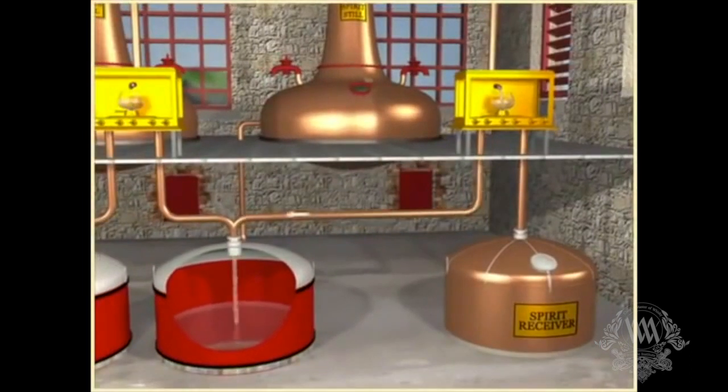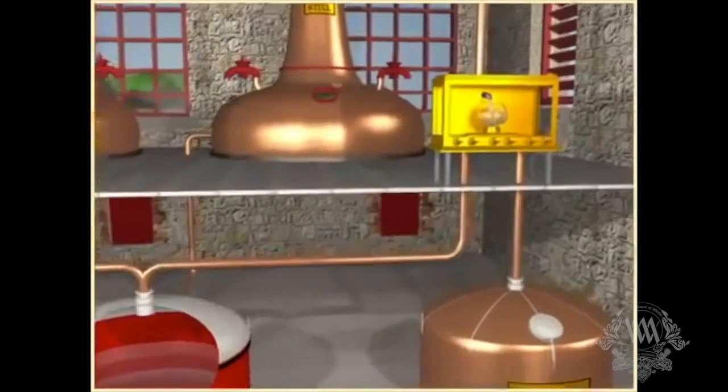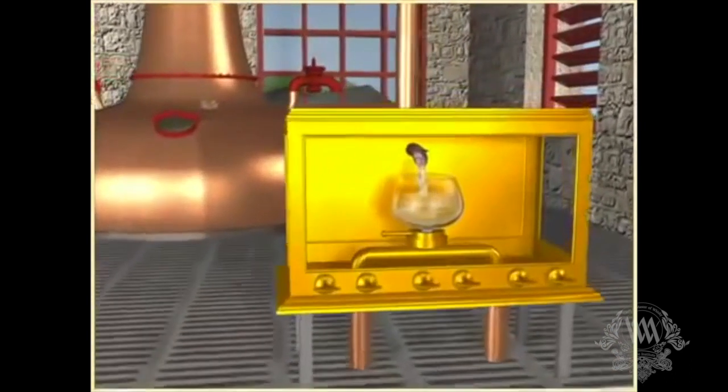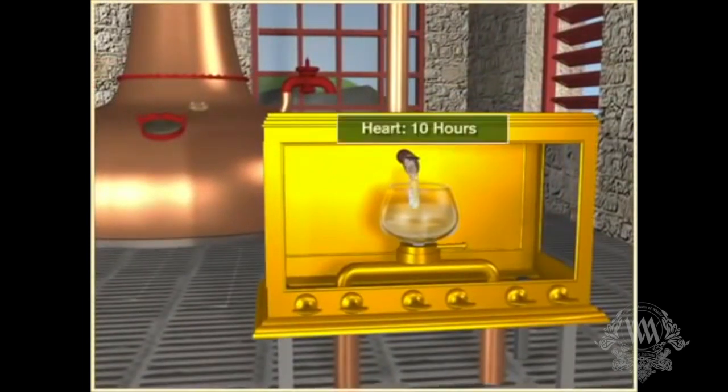Blending. Once the distillate has been produced, the distiller must be able to blend it with other whiskies to create a final product that is consistent in flavor and aroma. This requires a deep knowledge of the different types of whiskey and how they interact with each other.